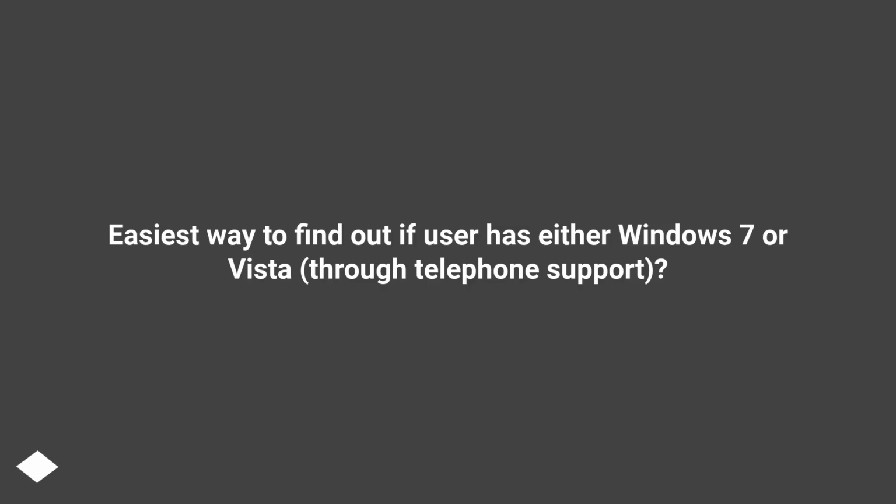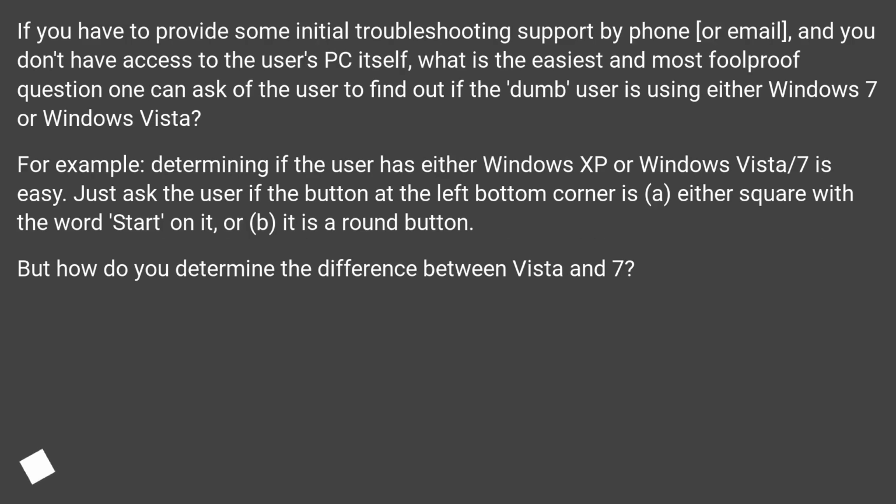Easiest way to find out if a user has either Windows 7 or Vista, through telephone support. If you have to provide some initial troubleshooting support by phone or email, and you don't have access to the user's PC itself, what is the easiest and most foolproof question one can ask of the user to find out if the dumb user is using either Windows 7 or Windows Vista?